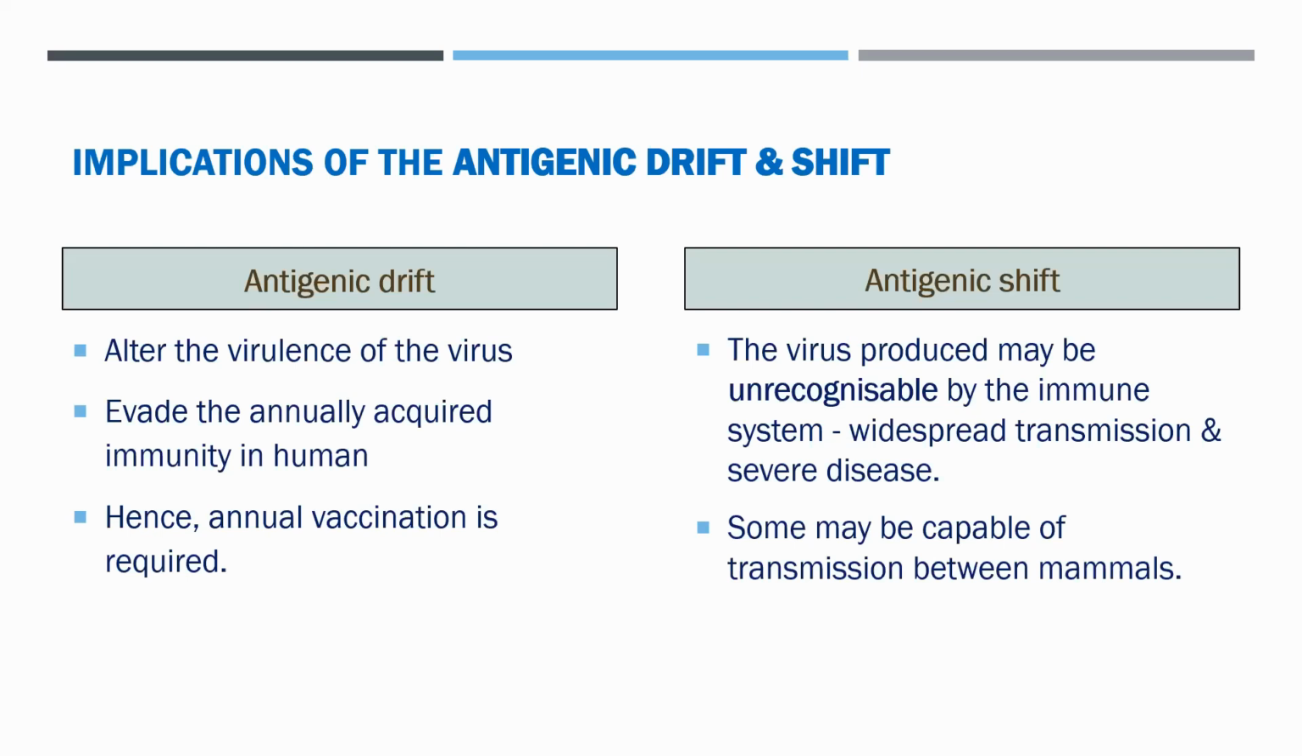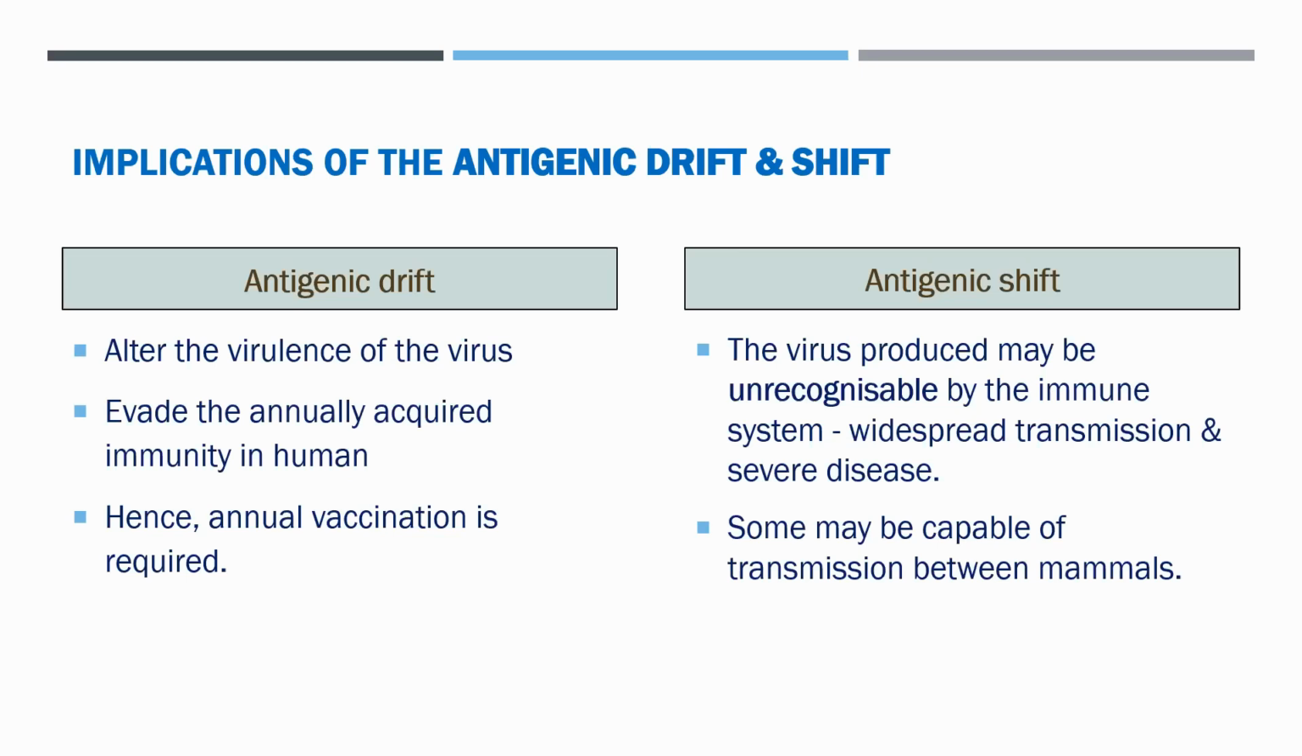So antigenic drift also has certain impact on the human. It alters the virulence of the virus. Well, if the virulence is reduced, it is probably not causing so much of a severe disease. But if the virulence increases as a result of this mutation or the antigenic drift, it may suddenly cause a more severe form of human infection.